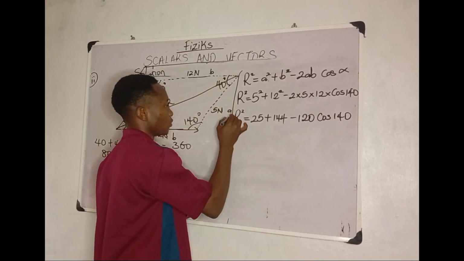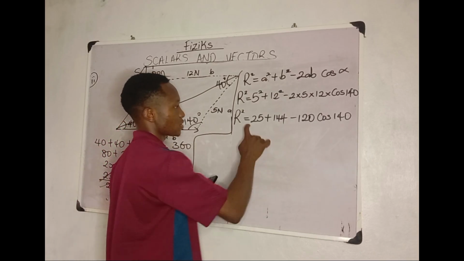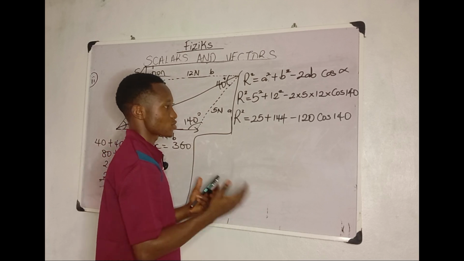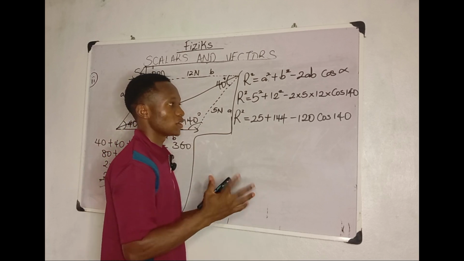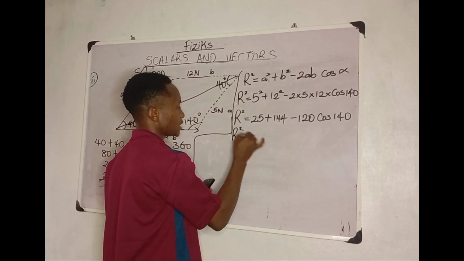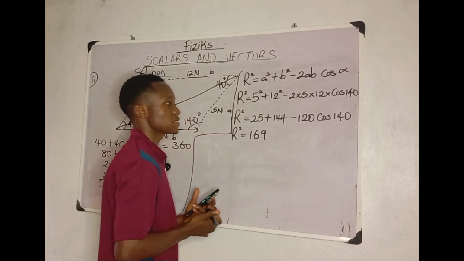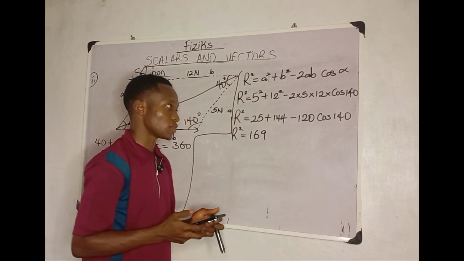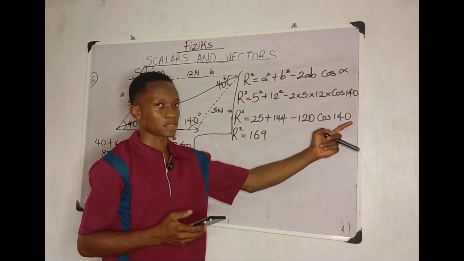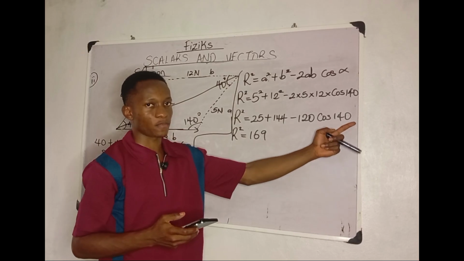Now here, most students make this mistake. Sometimes you tend to press these ones in your calculator. You might get the correct answer, or sometimes it might not be correct. So in order not to take chances, it's always good to actually get them bit by bit. 25 plus this will give me 169. Now the next thing I'm going to be checking on my calculator is minus 120 cos 140.